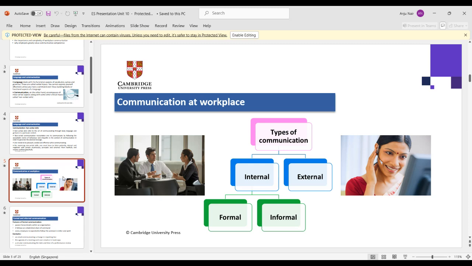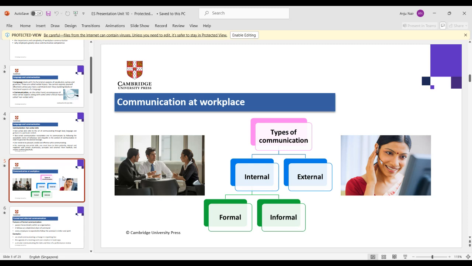For example, you have an invitation or a meeting. The manager calls for a meeting. That is internal communication. Say your branch is moved from one building to another. Maybe you have hired a more spacious building, so you're moving the branch to that particular place.